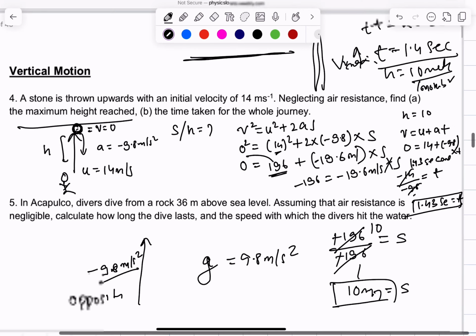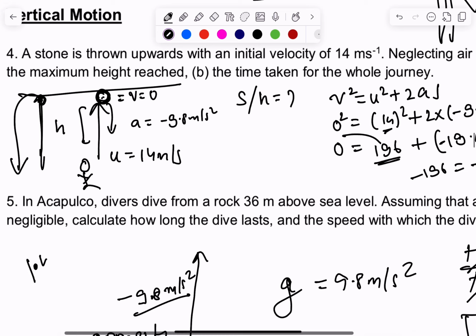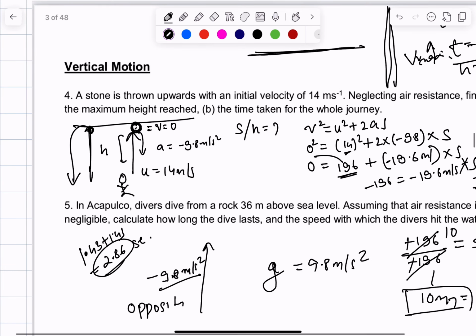And this is only the time for the upward motion. So now the ball will come back again. That is the reason 1.43 plus 1.43 will be around 2.86, around 2.8 seconds. So the total time taken is 2.8 seconds.